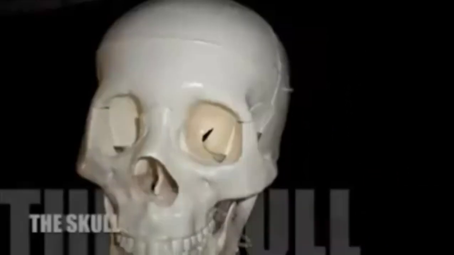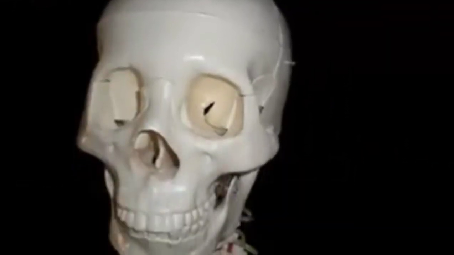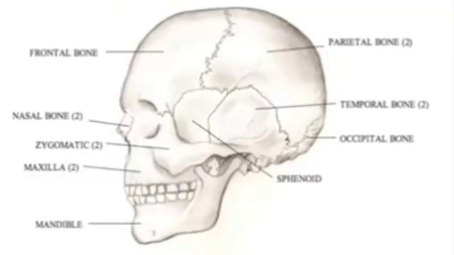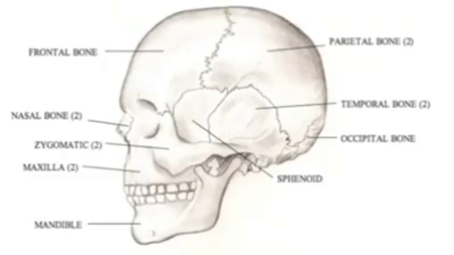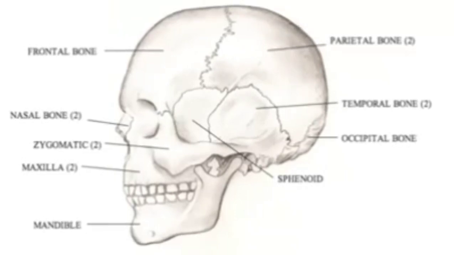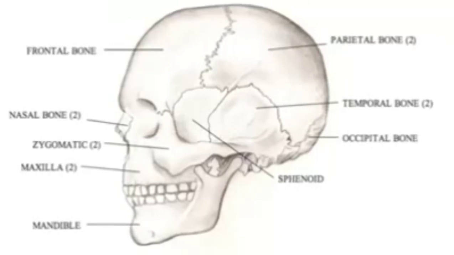I'll begin with the skull. There are 22 bones in the skull, with 3 additional bones in each ear. The 22 bones are split into 2 categories, cranial bones and facial bones. There are 8 cranial bones and 14 facial bones.